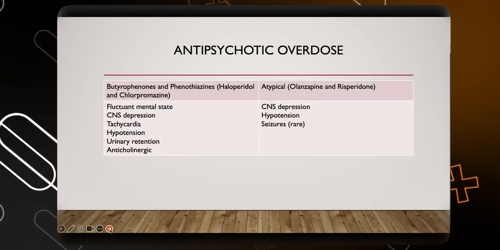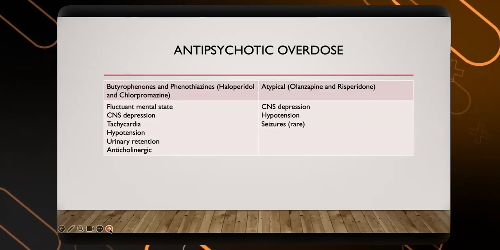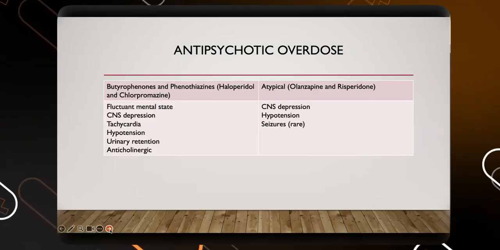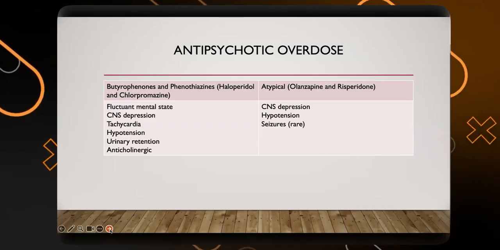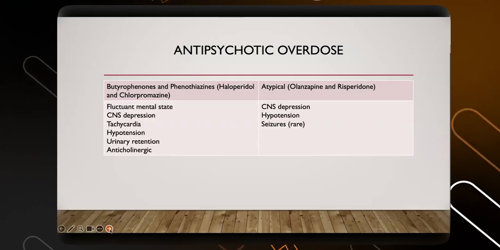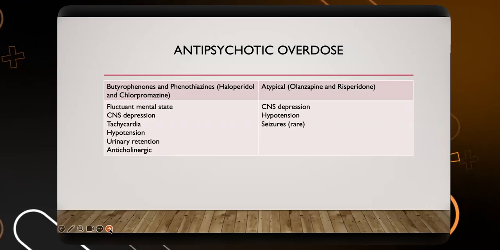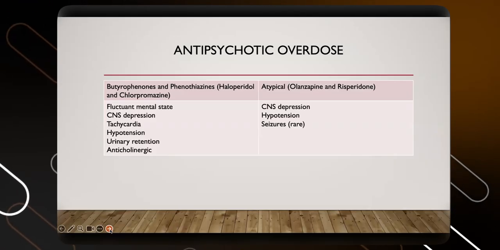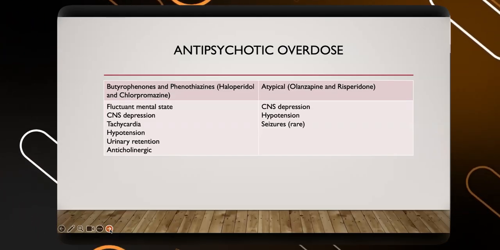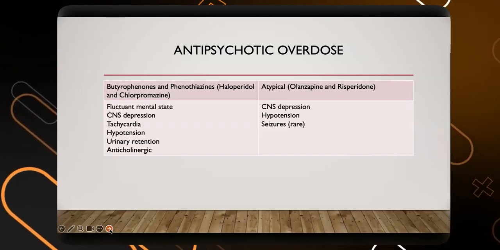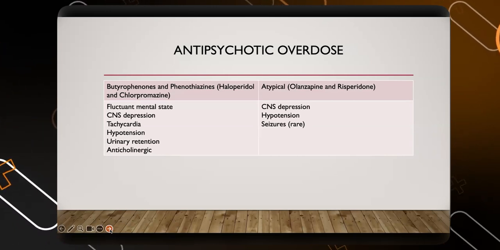Antipsychotic overdose. Butyrophenones and phenothiazines, for example, haloperidol and chlorpromazine, present with fluctuating mental status, CNS depression, tachycardia, hypotension, urinary retention, and anticholinergic syndrome. Atypicals, for example, olanzapine and risperidone, present with CNS depression, hypotension, and seizures.